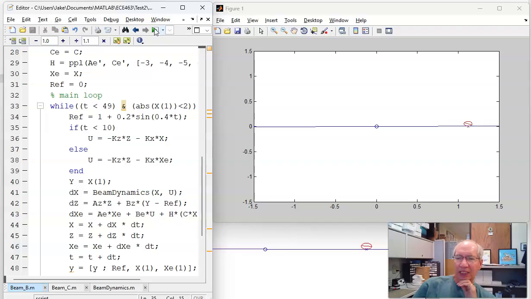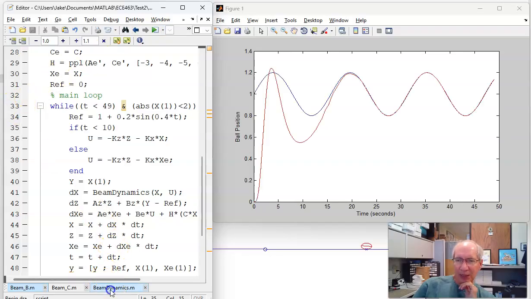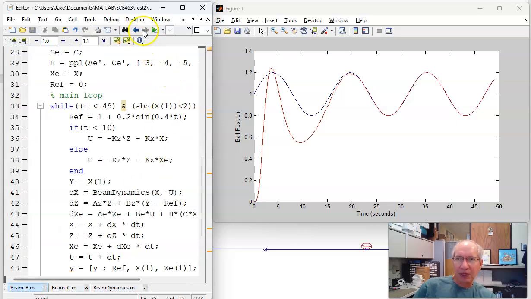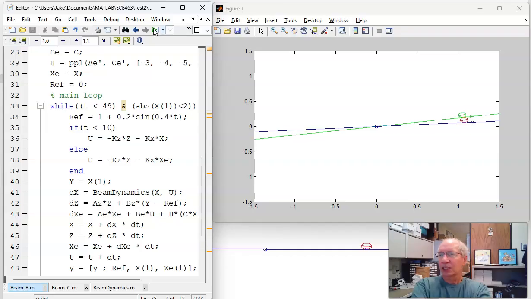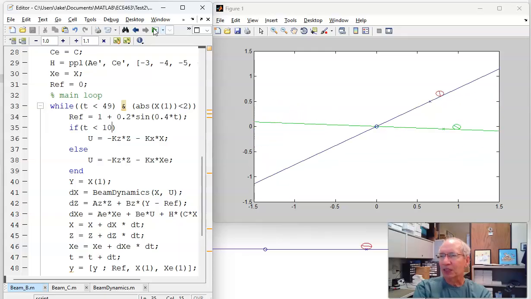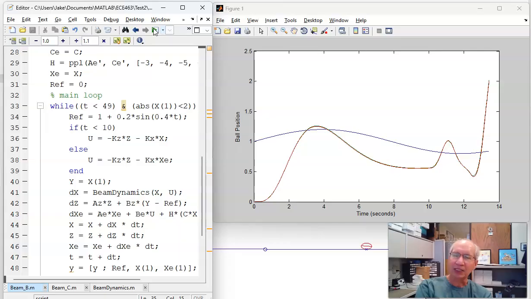If I go back and change the dynamics, a little bit heavier. Save. Important to save. Let her try again. So here I'm feeding back the actual states for the first 10 seconds. The observer, the green line, is a little bit off. The reason it's off is because I have extra mass. Extra mass causes a constant and a sine wave disturbance. The disturbance affects the state estimates. If the state estimates are wrong, no guarantees. So there I went unstable.